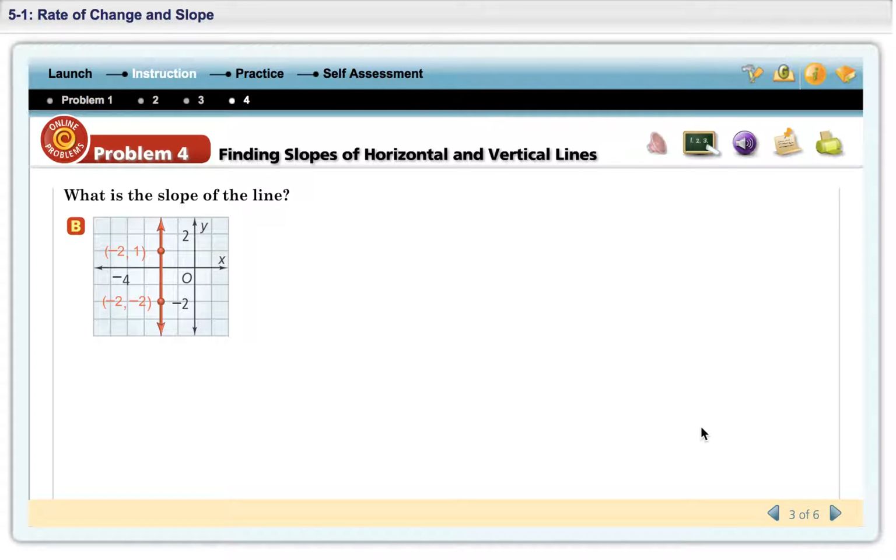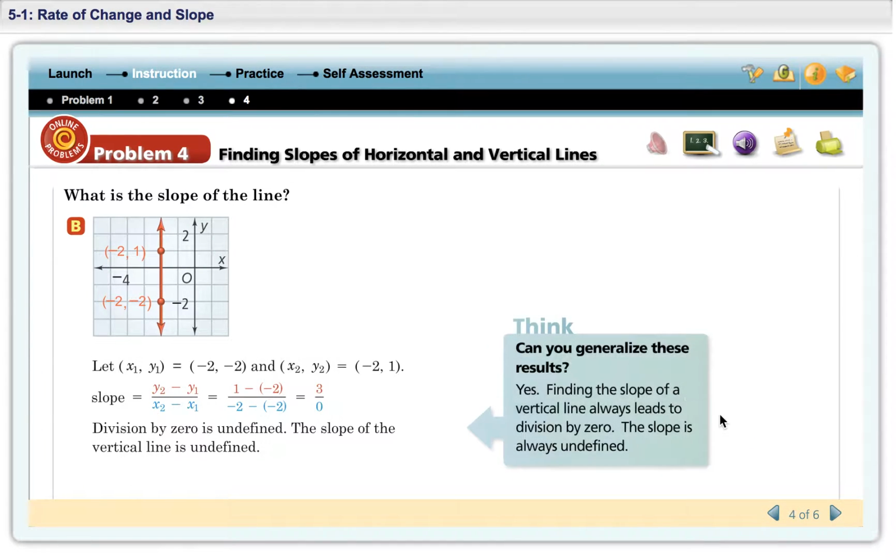All right, in this one, we can use our formula again to see what we get. It's the difference between the y's, right? There's a difference between these y's of 3. And the difference between the x's, there's no difference between the x's, right? Because both x's are negative 2. So when you do your 1 minus negative 2 and you get 3, and your negative 2 minus negative 2, you get 0, and you reduce it, we get 3 over 0.